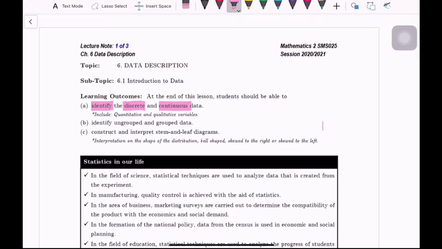Learning outcomes. At the end of this lesson, students should be able to identify the discrete and continuous data, to identify ungrouped and grouped data, and the third is to construct and interpret stem and leaf diagrams.